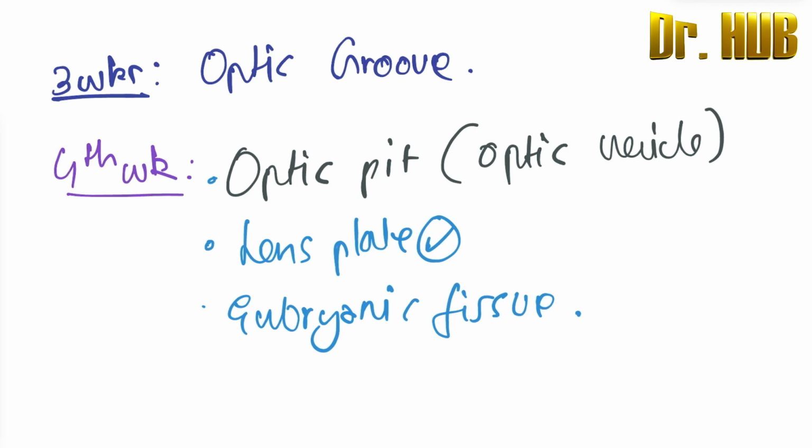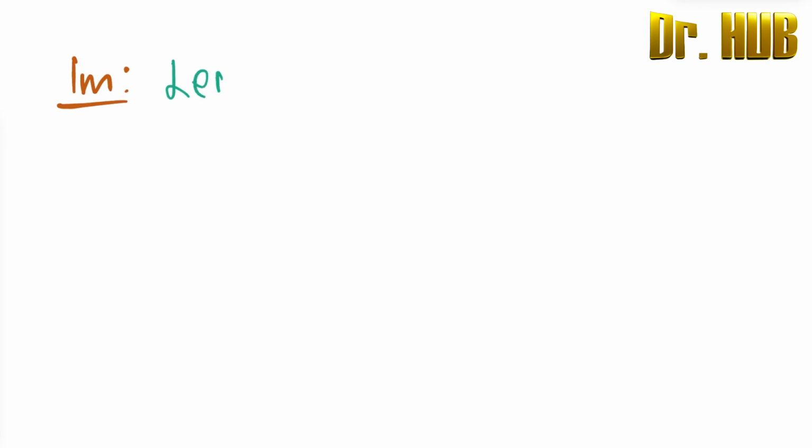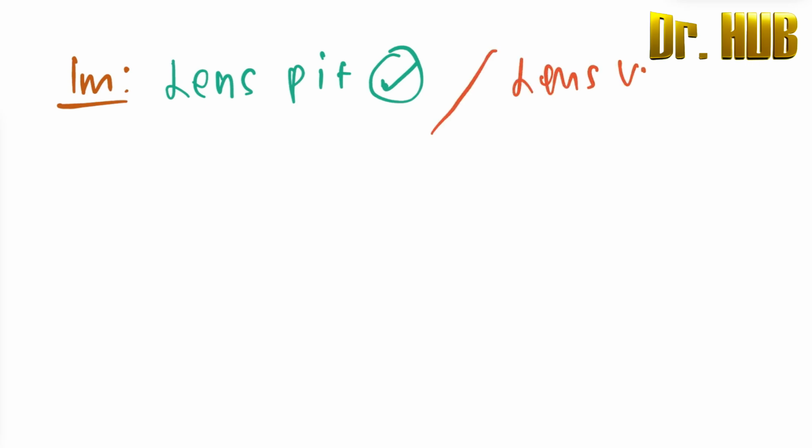So this was the 3rd week and then the 4th week. Next, what happens in the 1st month? Along the 1st month, there is the lens plate which was formed initially. Now there is a lens pit here. This lens pit develops, followed by the formation of the lens vesicle.